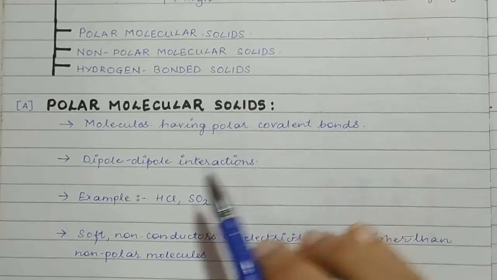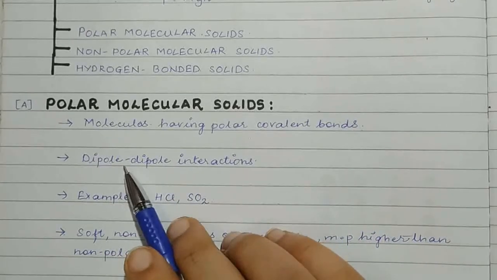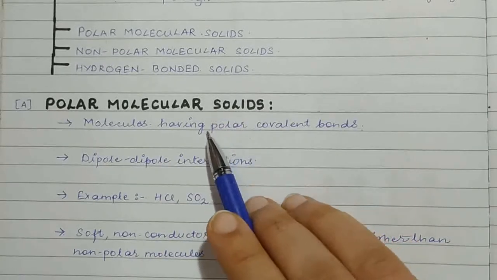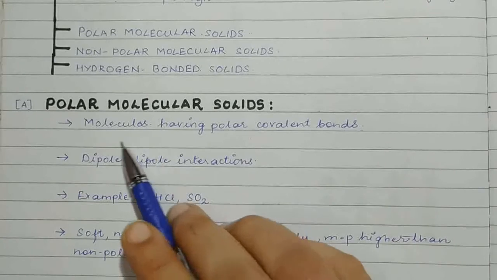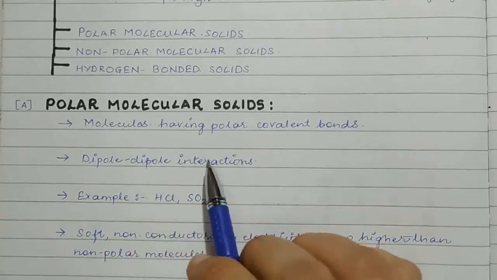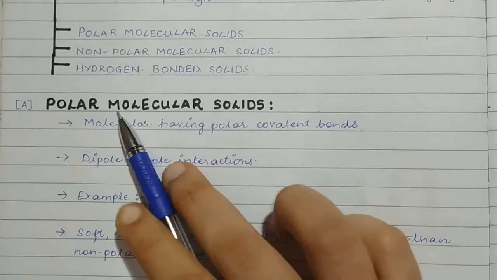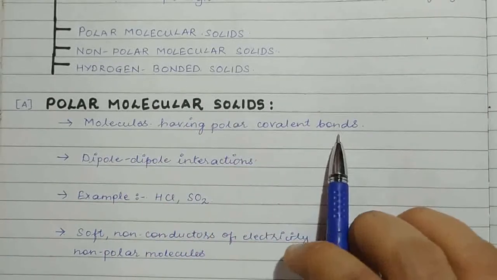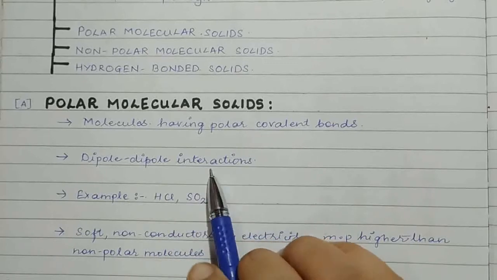The interaction between these is dipole-dipole interaction. So if you know the meaning of what is polar, you will easily get what is a dipole-dipole interaction. Just keep in mind, polar molecular solids have polar covalent bonds and dipole-dipole interactions.